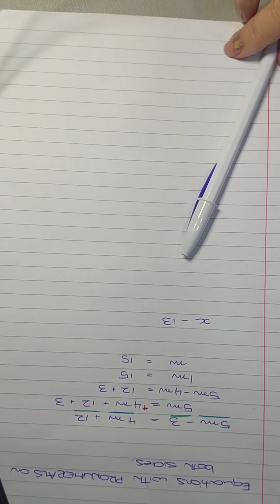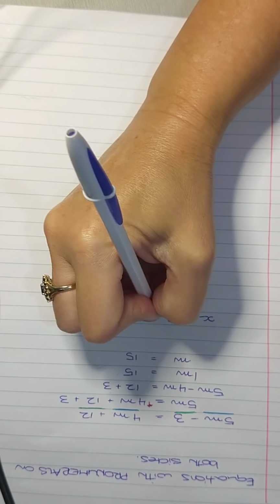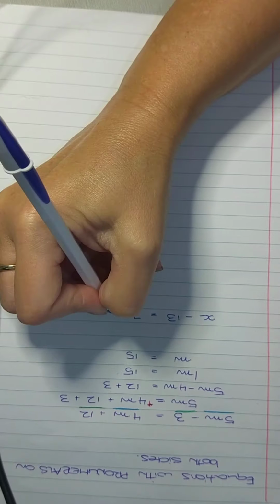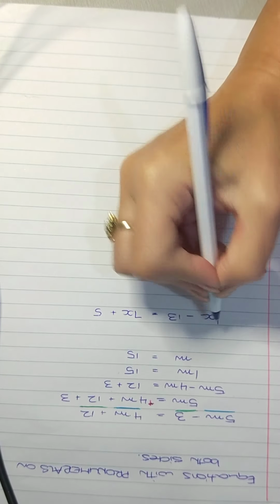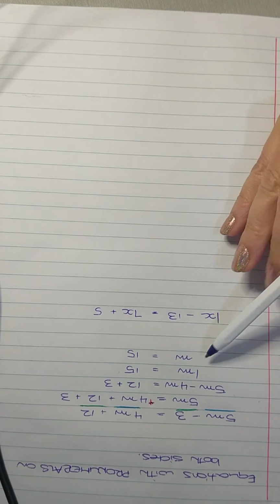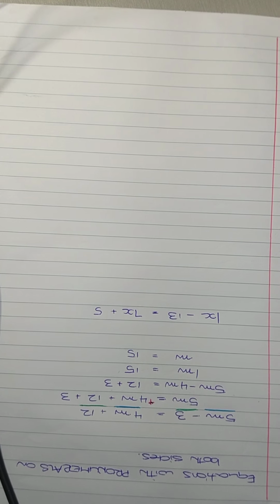There we go. All right, we should be right. x minus 13 equals 7x plus 5. Okay, I'm going to put the 1 in here just so you can see that it's the same as what I was talking about before.